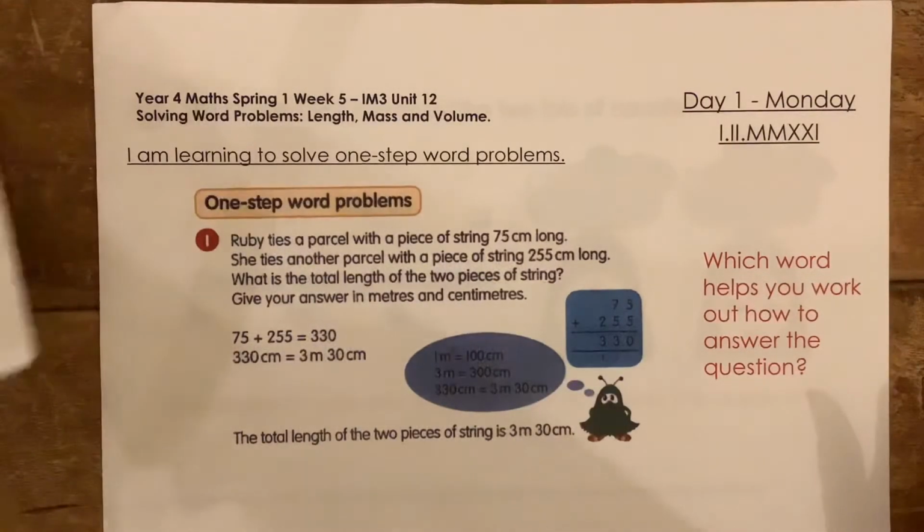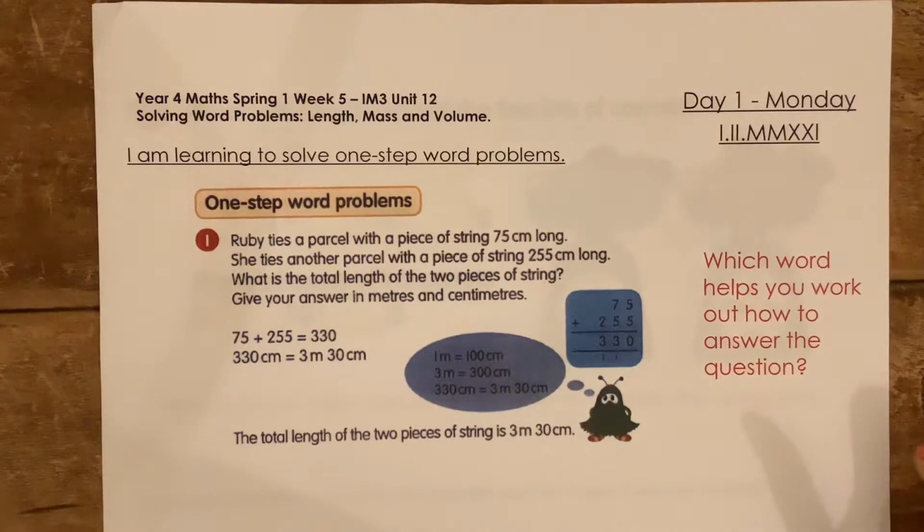So this week we carry on with the theme of measure and we're going to be learning to solve one-step word problems relating to measure. So let's have a look at the first question. Ruby ties a parcel with a piece of string 75 centimetres long. She ties another parcel with a piece of string 255 centimetres long. What is the total length of the two pieces of string? Give your answers in metres and centimetres.